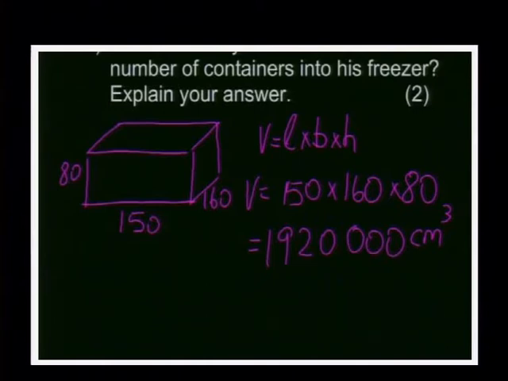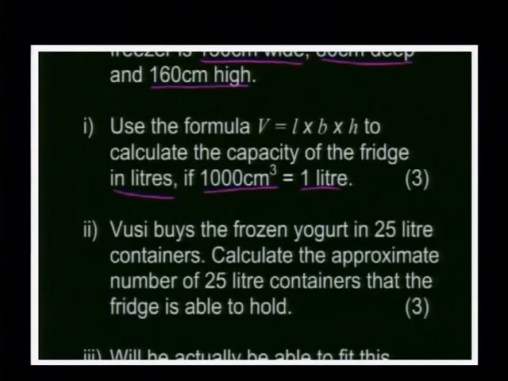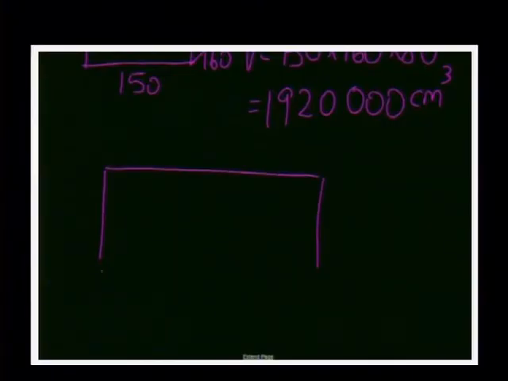So that's my answer. Did I answer the question? Let's go back and check. So calculate the capacity of the fridge, but I want the capacity in liters. And I know that 1,000 centimeters cubed is equal to 1 liter. There's my ratio. I've got 1, 2, and I've just calculated the third value, and I want my answer in liters. So let's go back here, and let's use my blocks.